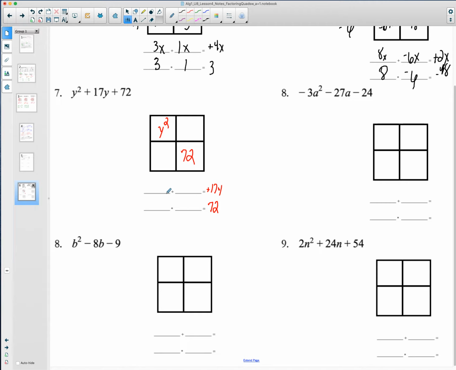Now, 9 times 72, or excuse me, 9 times 8 is 72. And 9 plus 8 is 17y. So that's the combination hopefully you found. So I'm going to put my 9y in here. There we go. 8y into this box.